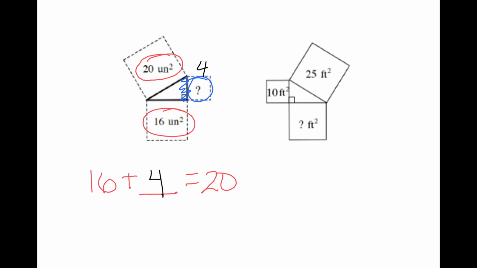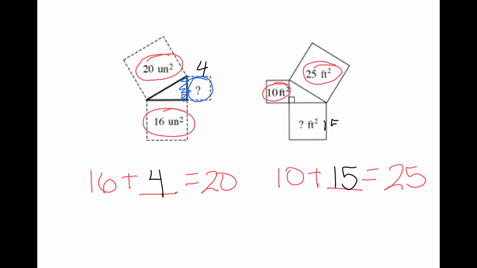Same thing over here. If I know that the area of this square is 10, and this square is 25, the Pythagorean theorem tells us that if I take the small square of 10 and add the other small square, it needs to be equal to 25. So you can see that if I go 10 plus what number gives you 25? 15. This area would have a 15 for its area. So if I'm looking to see what is the side length of this leg, I'd have to take the square root of 15 to figure out that side length.